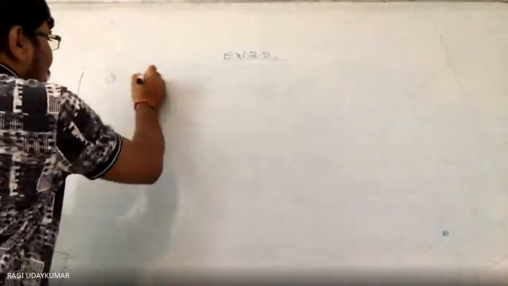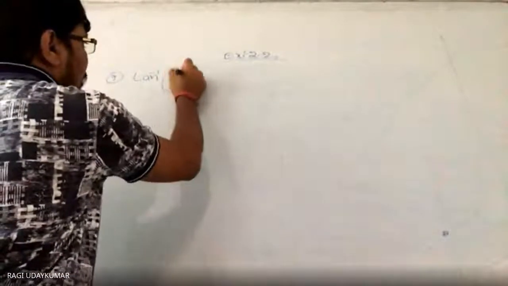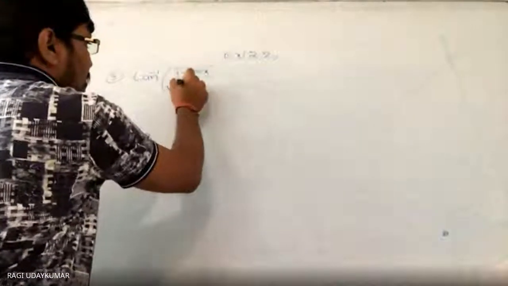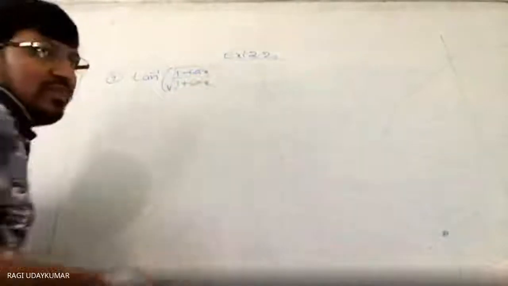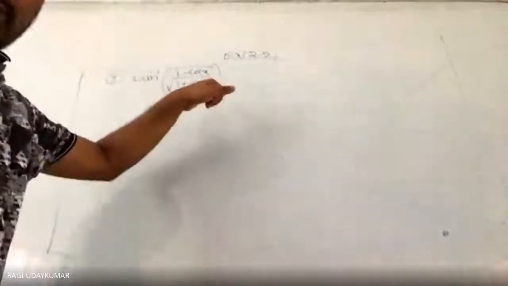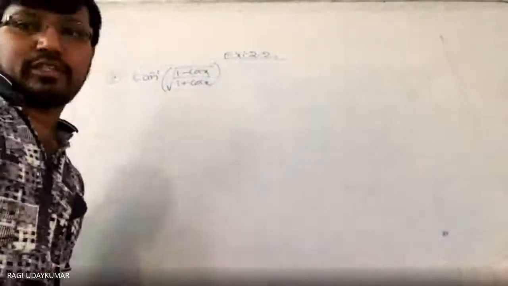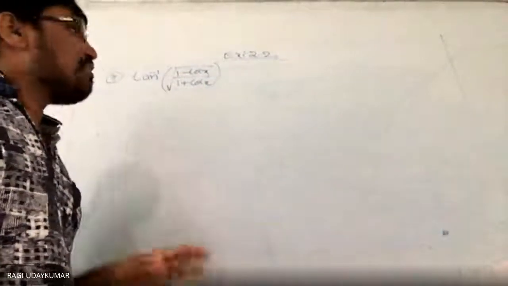Next one, tan inverse of under root of 1 minus cos x by 1 plus cos x. This is very simple. Here in this problem, no need to substitute. 1 minus cos x is equal to 2 sin square x by 2. 1 plus cos x is equal to 2 cos square x by 2. Directly you will get this formula.